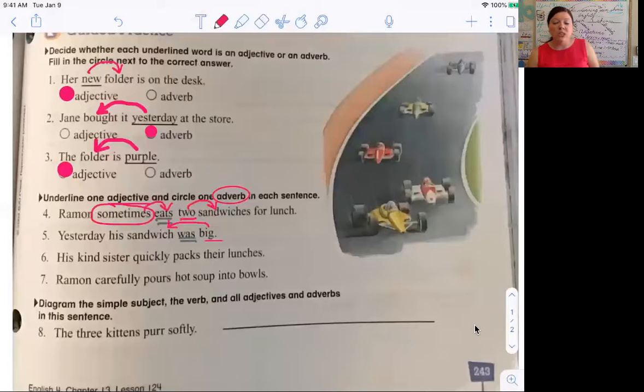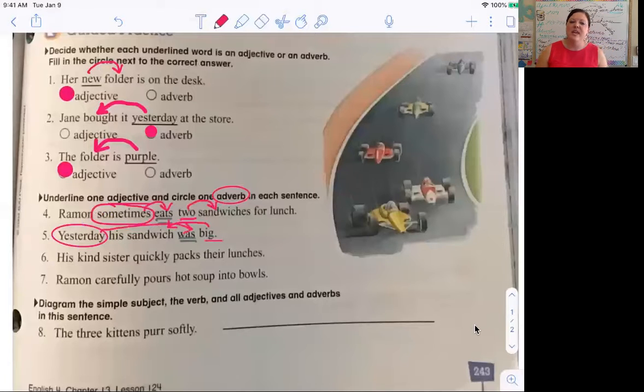Now, this sentence also has an adverb. Remember our adverb questions? Our adverb questions are how, when, where. Okay, well, is there anything that answers how he was eating or when he was eating a sandwich or when was the sandwich big? Of course, yesterday. Yesterday is one of those time order words that answers the question when. Let's circle yesterday. Let's see if my circling technique will work a little bit better. Yay! And I'll draw my arrow to was. When was the sandwich big? It was big yesterday, not today.